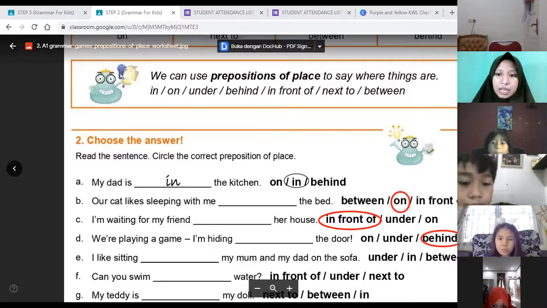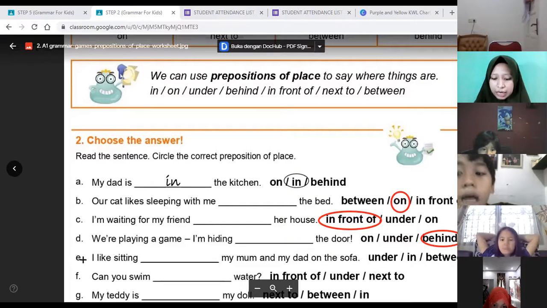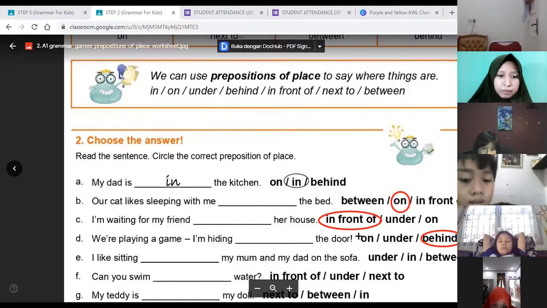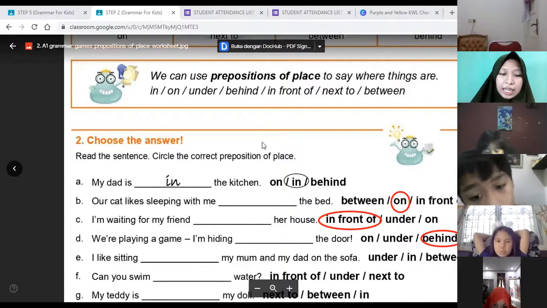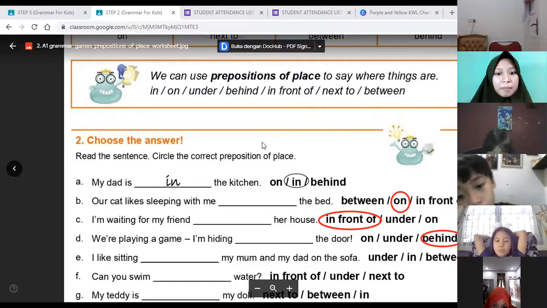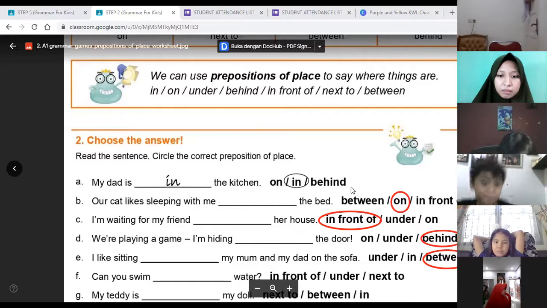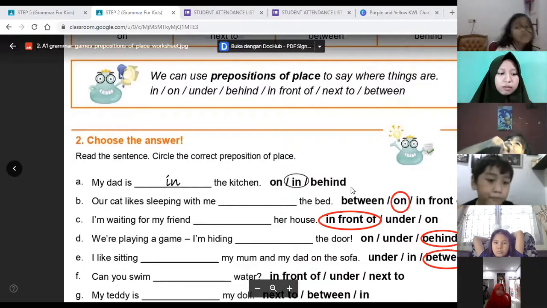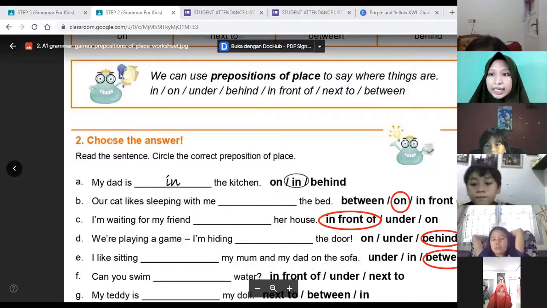So, what about E? I'm going to pick Nisa to read E. Under water. Under. I like sitting between my mom and my dad on the sofa. Between. Great job. Nisa?